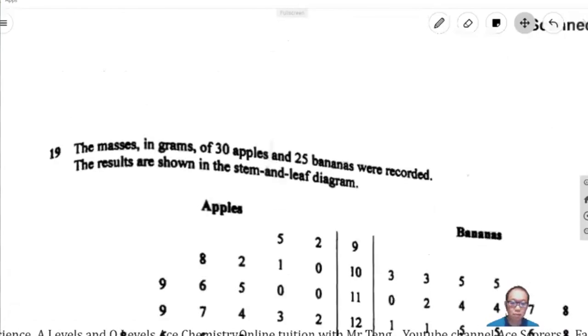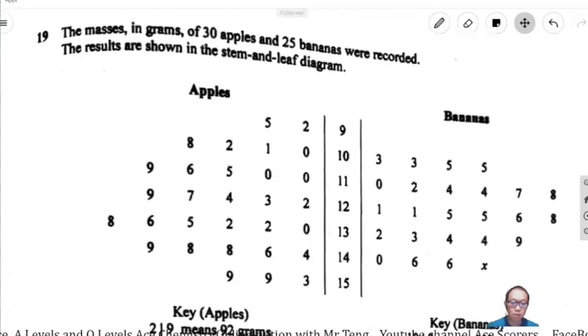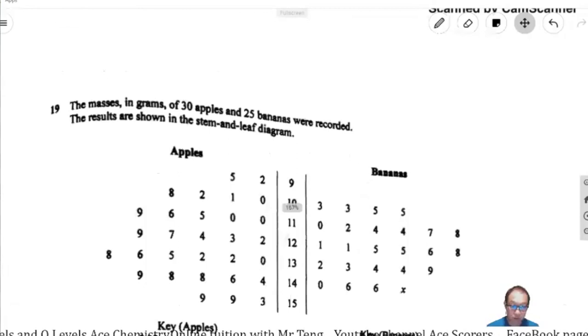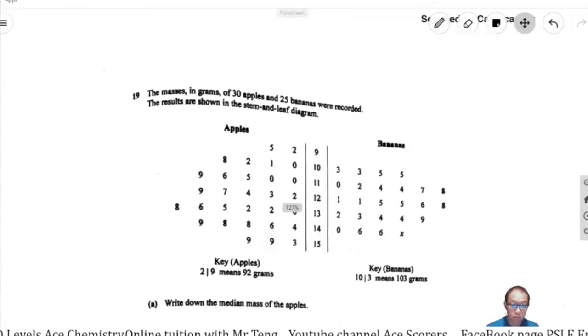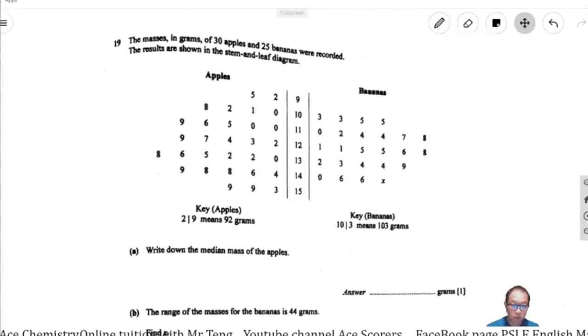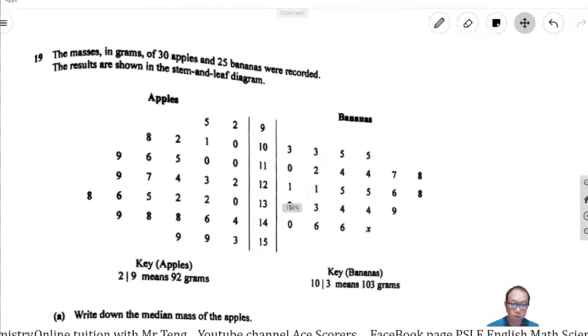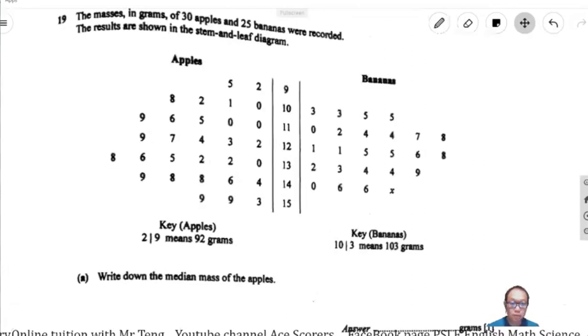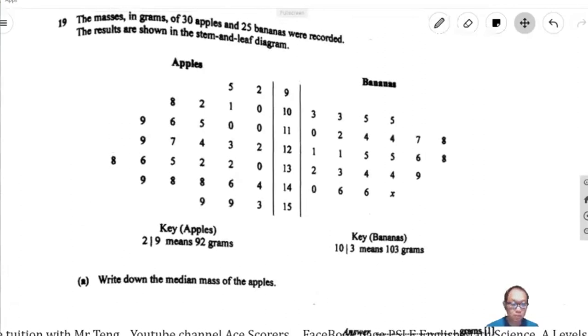Skip vectors. Okay, statistics. Stem and leaf. Okay, what is the median mass? That's familiar. Can answer on the spot. What's the median? The one in the middle. Yeah, but what's the answer? Are you able to see? Is it too small?